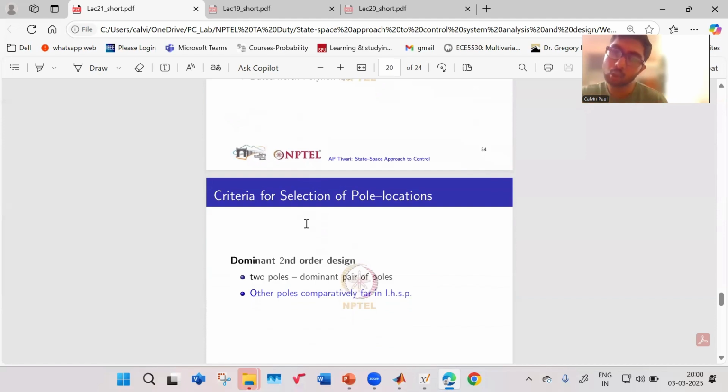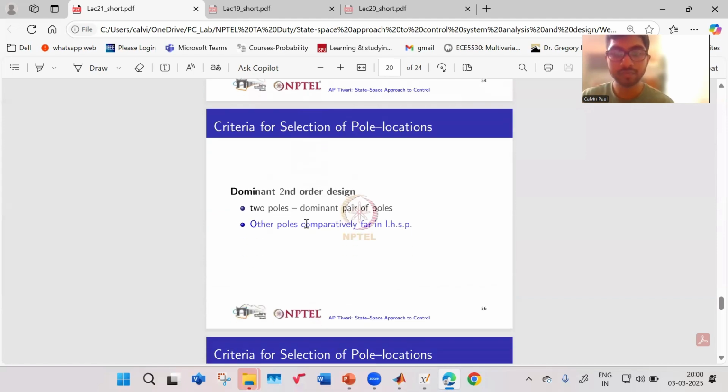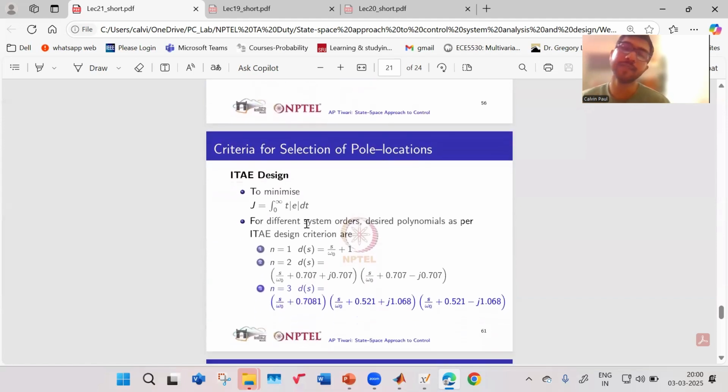We consider two poles which are a dominant pair of poles. So they are close to the origin, and they actually dominate the transient response. And the other poles are comparatively far. What they do in the design criteria is that the other poles should be at least 10 times further away than the dominant pair of poles. Okay, that is one criterion.